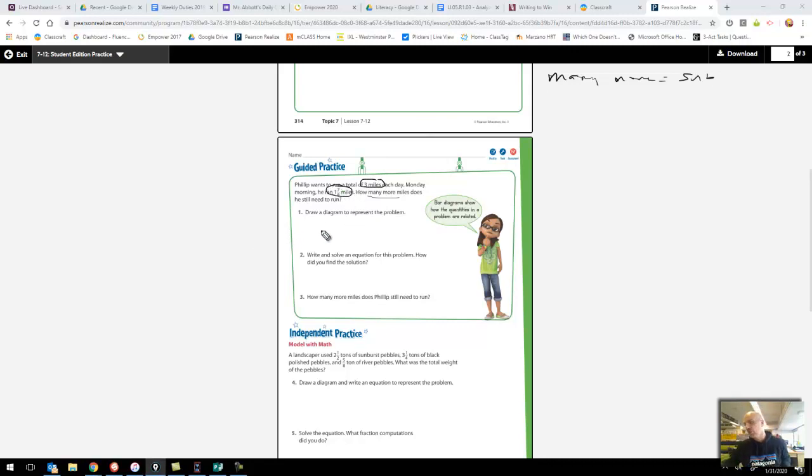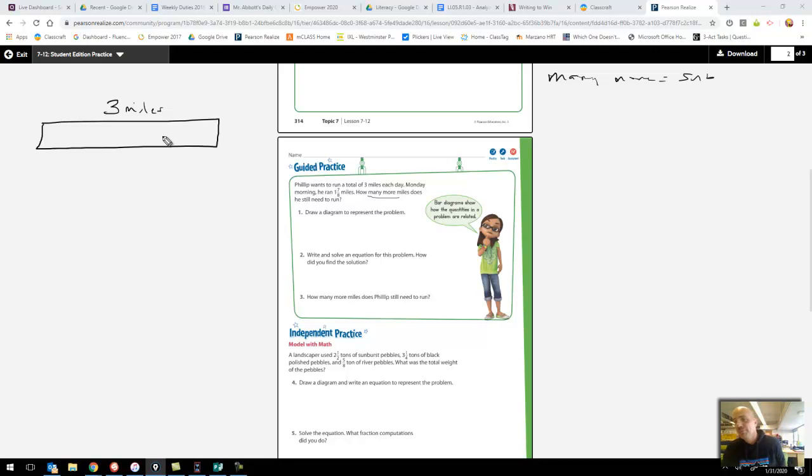So step number one for us is to draw a diagram that represents this problem. They call them bar diagrams. I call them tape diagrams. Either way, draw what looks like a piece of tape or a bar here, and this is going to represent our whole. In this problem, the whole, the big number, is this 3 miles. So this whole thing is going to be 3 miles. That's what he wants to run.